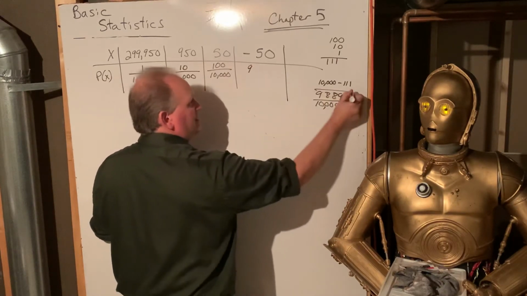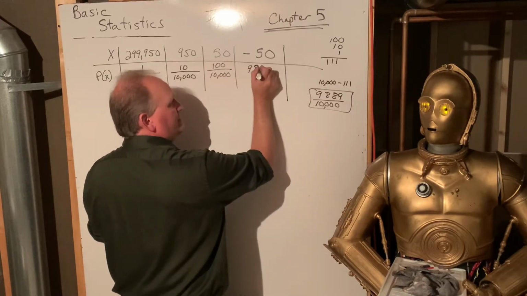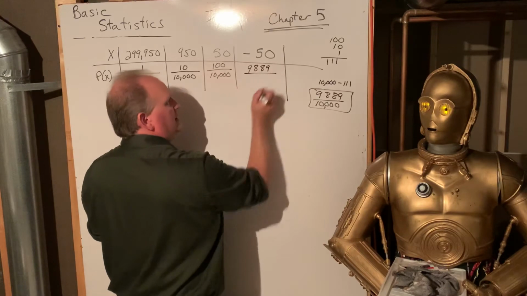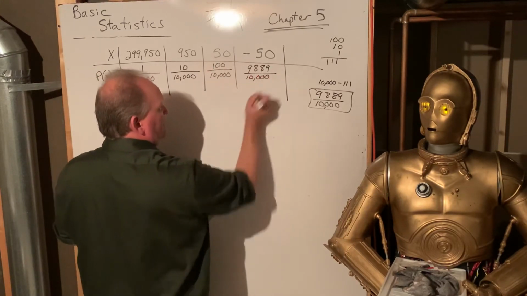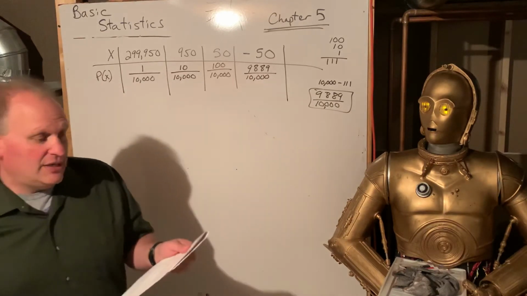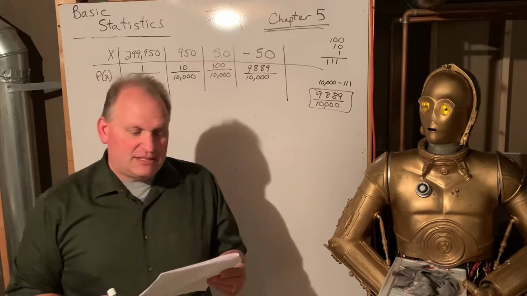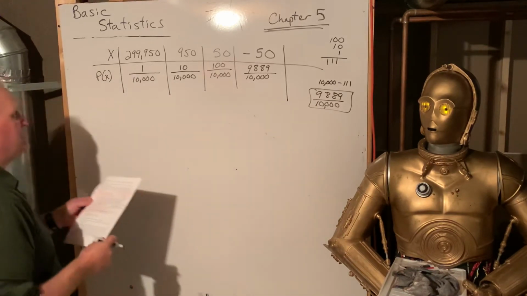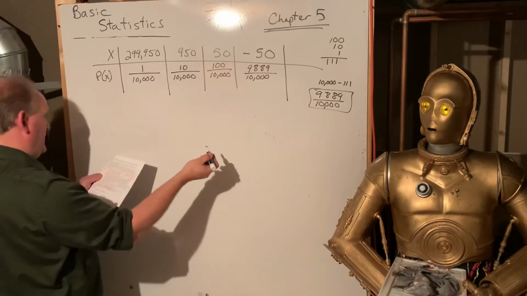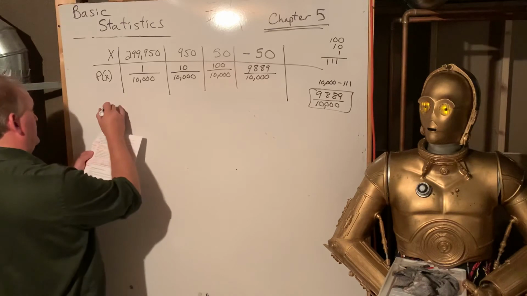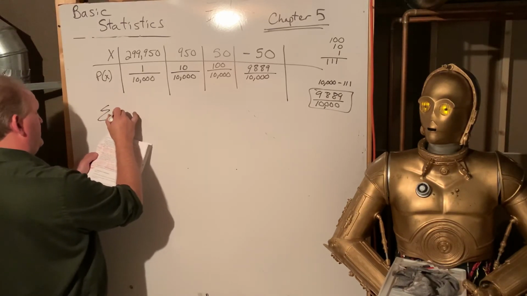So that's how we got that 9,889 up there. It's the complement of winning, which would be losing, right? If you didn't win, you lost. So let's find the expected amount on this, so we'll see if it's a fair game. If this breaks out to be 0, or not 0, 50, then it would be fair.